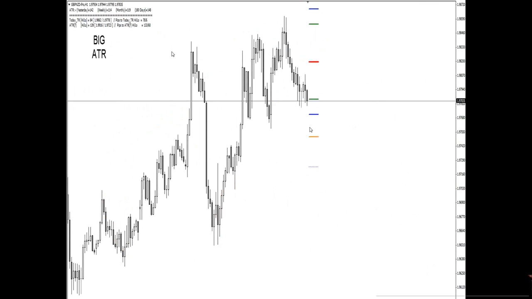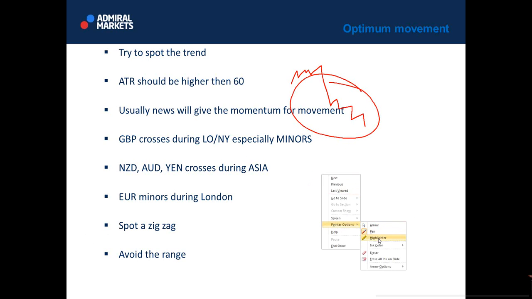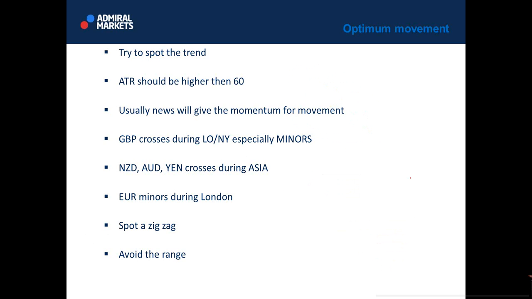Okay? Now, optimum movement is try to spot the trend. ATR should be higher than 60. And the thing is news. News will give the momentum for movement. You know, when news kick in, you usually get a significant movement. And that will mark probably new intraday trend which can last for 1 or 2, 3 days.